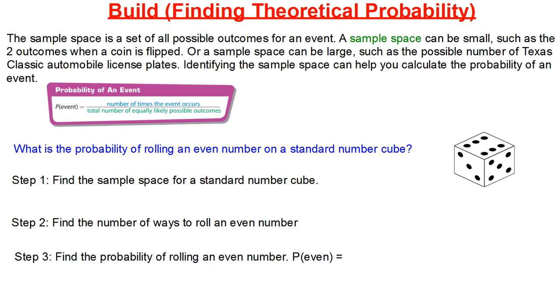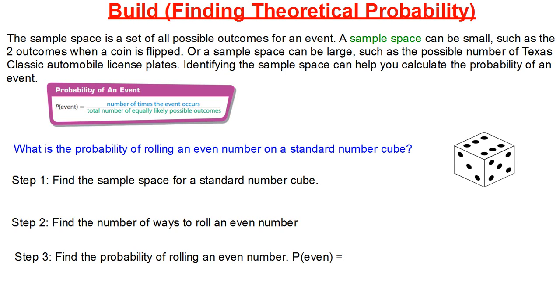So the sample space is a set of all possible outcomes for an event. A sample space can be small, such as the two outcomes when a coin is flipped, or a sample space could be large, such as the possible number of Texas Classic automobile license plates. Whenever we're doing probability, we always have to identify the sample space, which can help us calculate that probability. So let's go back for a second.